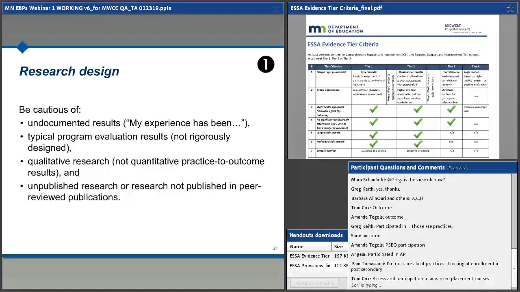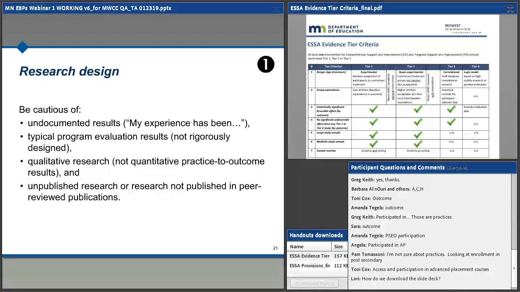And then finally, you're going to want to be cautious of unpublished research or research that's not published in peer-reviewed publications. They often will not meet the rigor. They usually don't, in fact, but again, there are no be-all end-all rules here, so it's a mere guideline, but you're going to want to be very cautious of those.